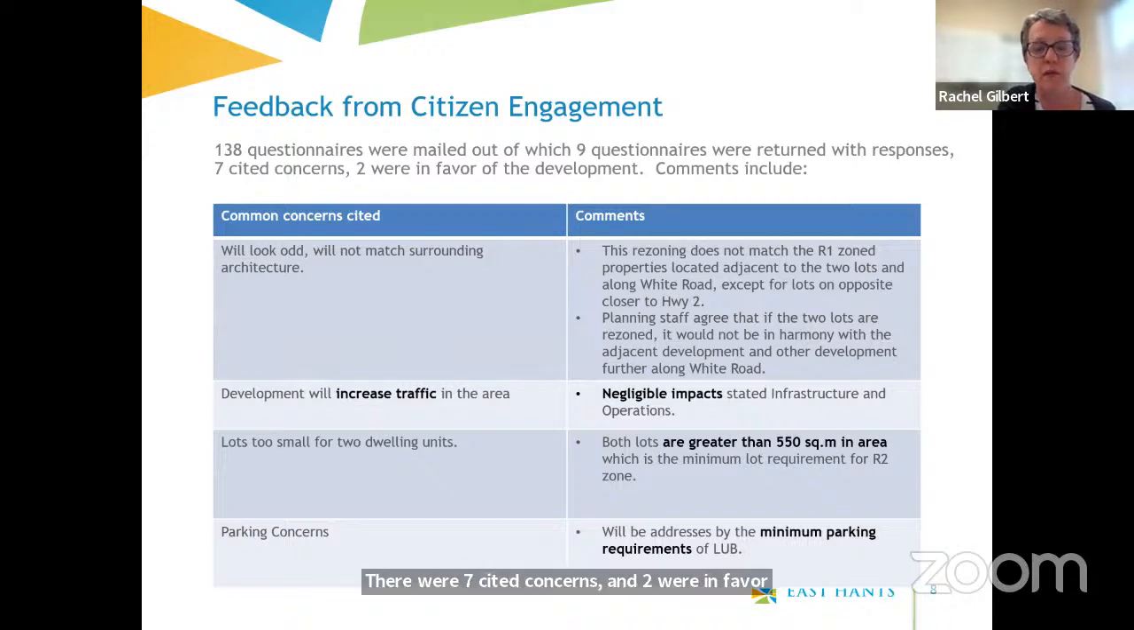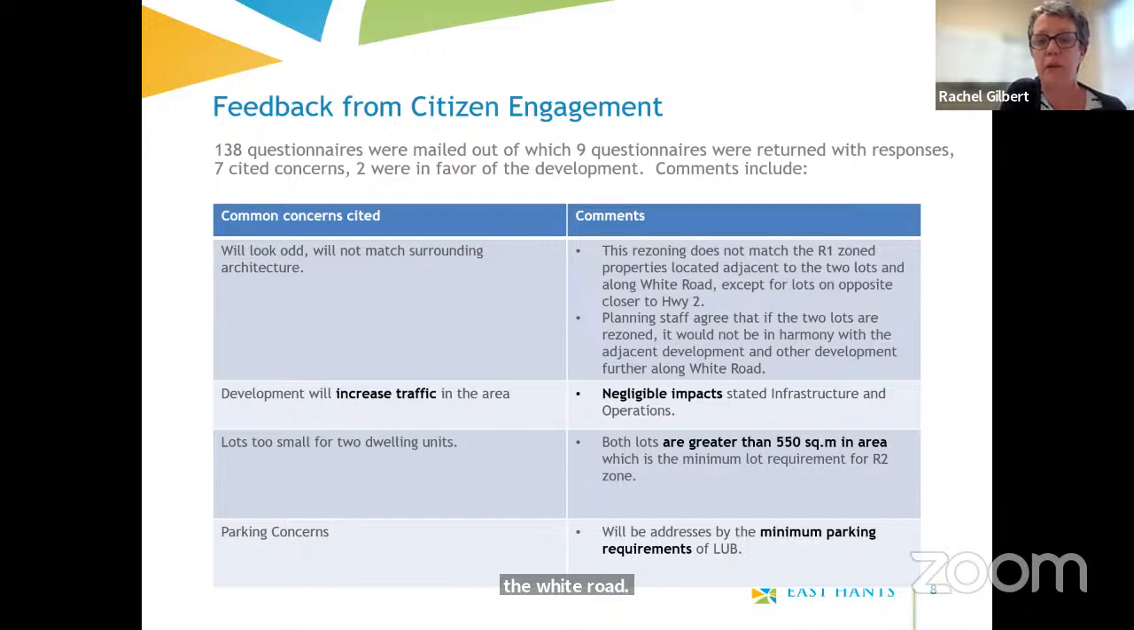So some of the comments that were received: the development will look odd and will not match the surrounding architecture. The rezoning does not match the R1 zone properties located adjacent to the 2 lots and then also along White Road. Planning staff agree that if the 2 lots are rezoned, it would not be in harmony with the adjacent developments and other developments further along White Road.